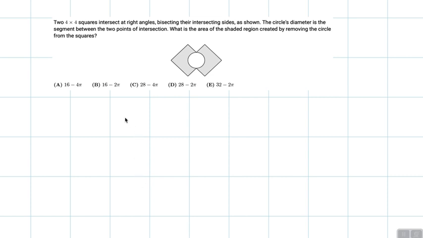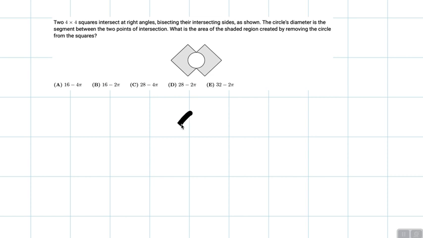Two 4x4 squares intersect at right angles, bisecting their intersecting sides as shown. The circle's diameter is the segment between the 2 points of intersection. What is the area of the shaded region created by removing the circle from the squares?